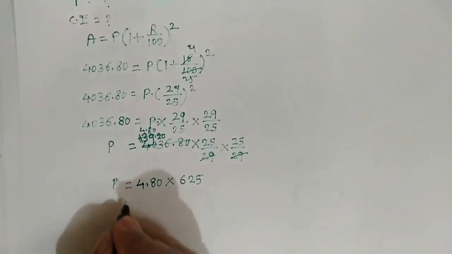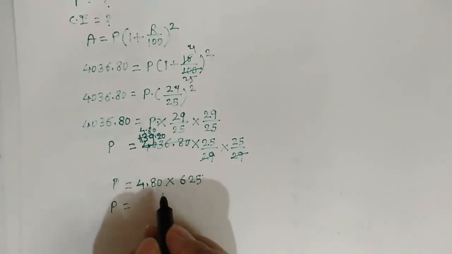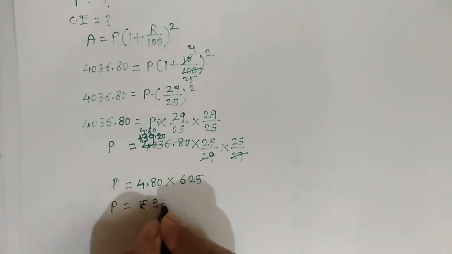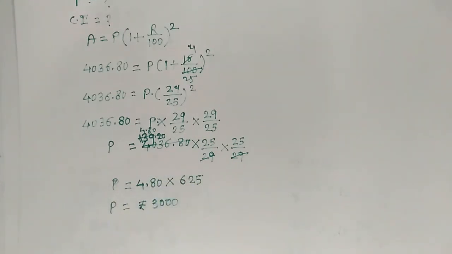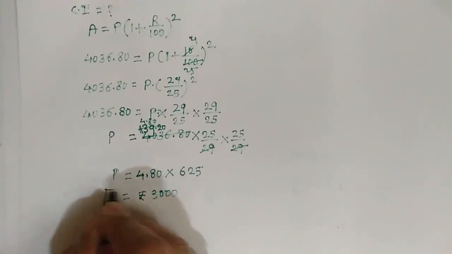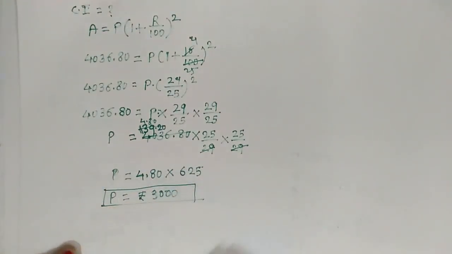So P is equal to, the value of this multiplication is rupees 3000. Very simple calculation here. So this is the principal.